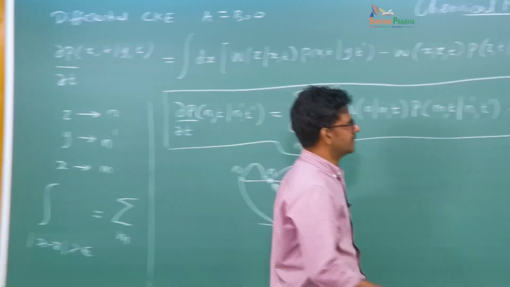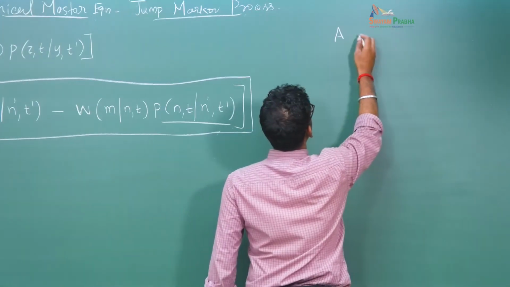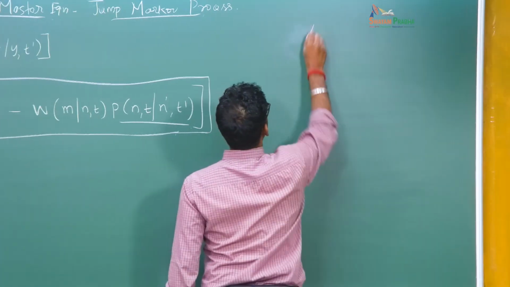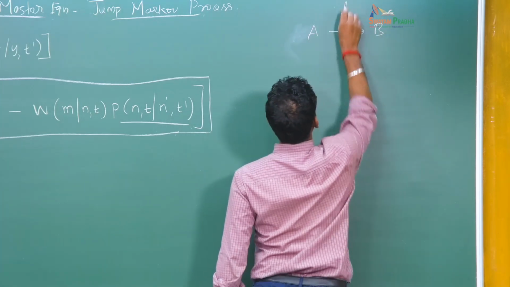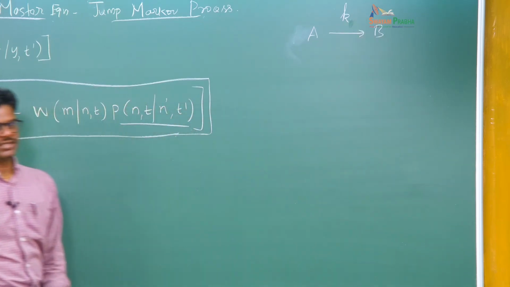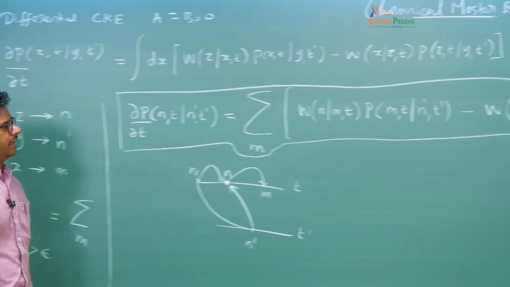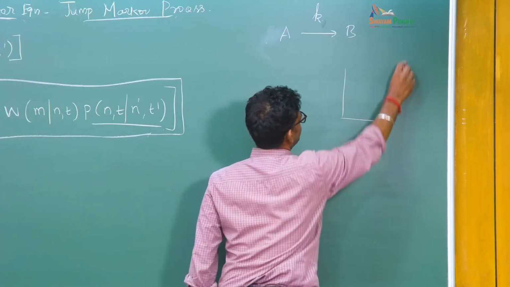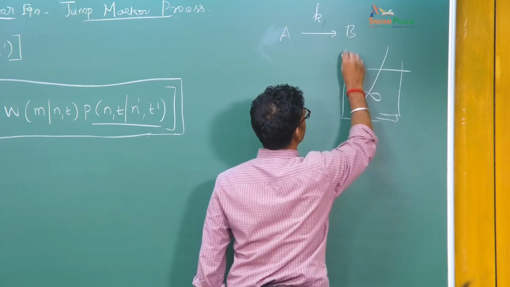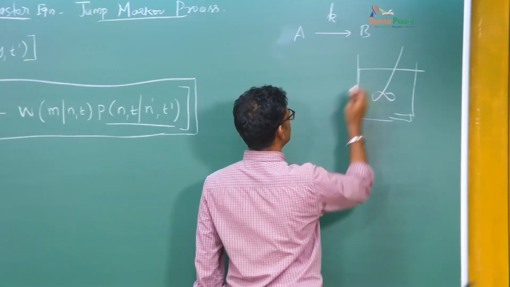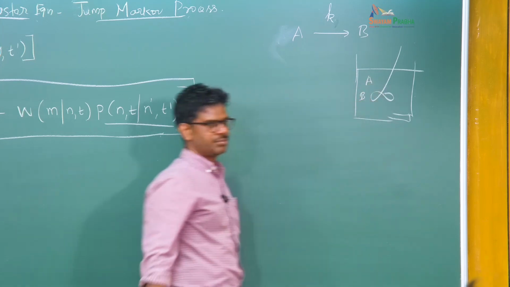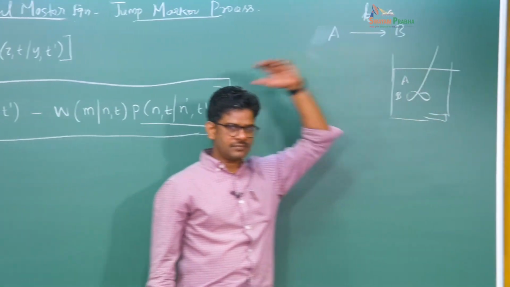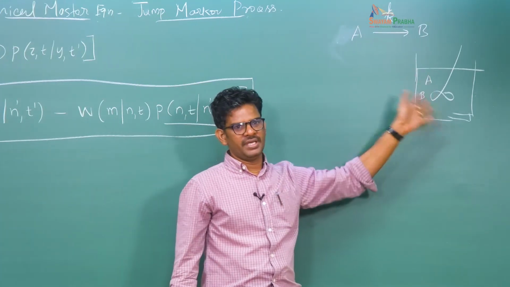So the problem that we can solve is a first order reaction, A going to B. Let me say this is a reaction vessel, a batch reactor, and I have molecules A and molecules B. These are present, well mixed, in a constant temperature, constant volume batch reactor, and A is reacting to B. Your task is to find the concentration of A and B as a function of time.